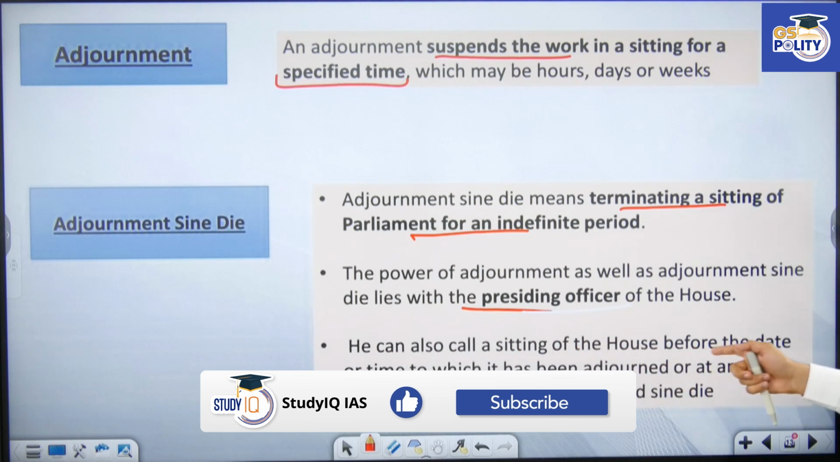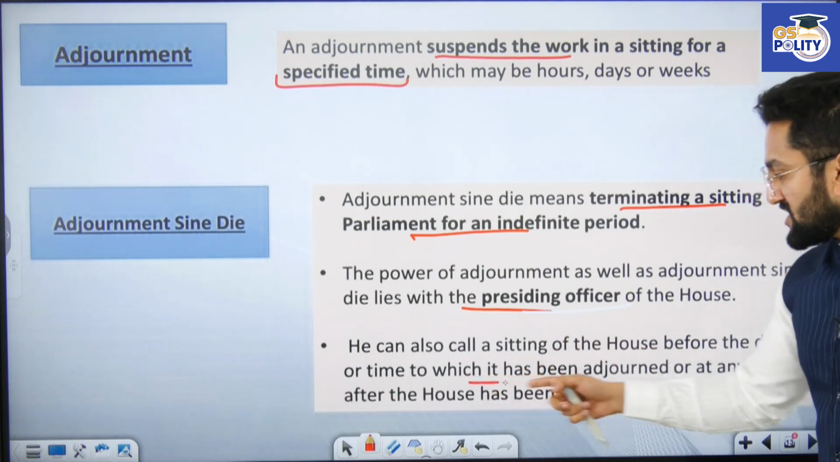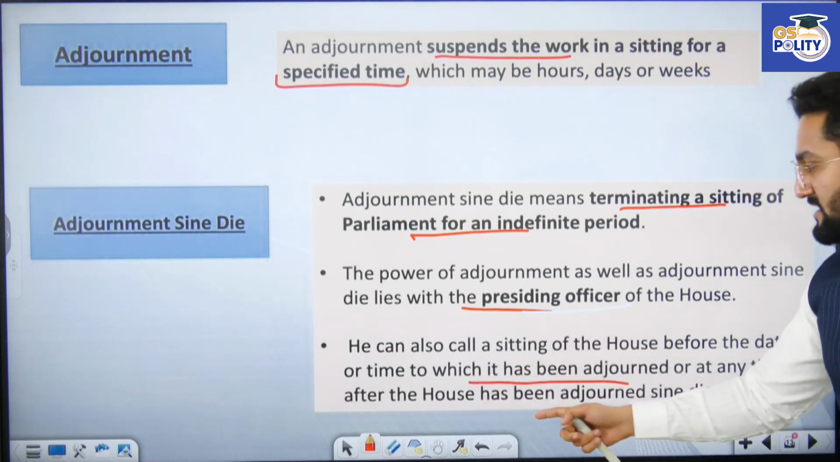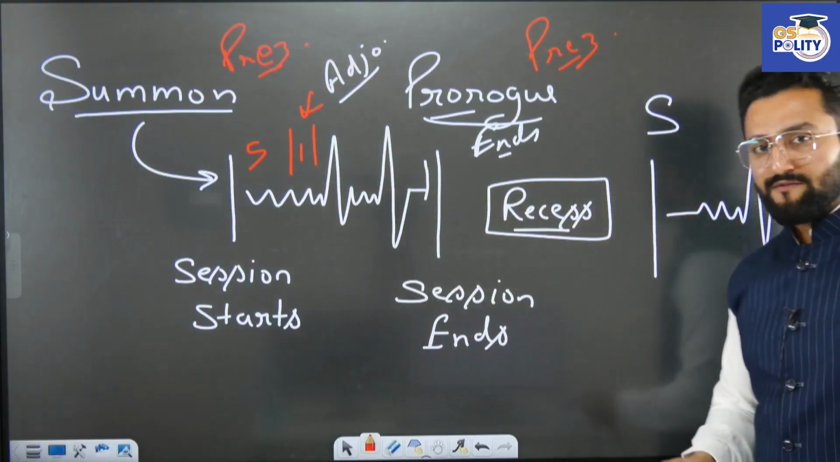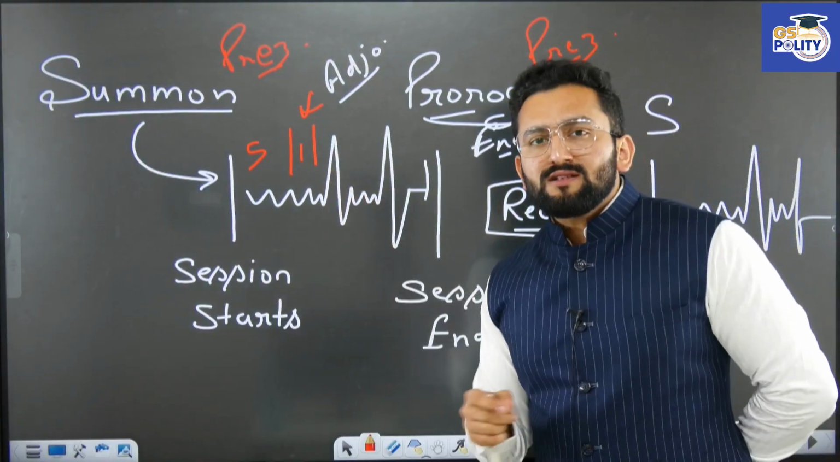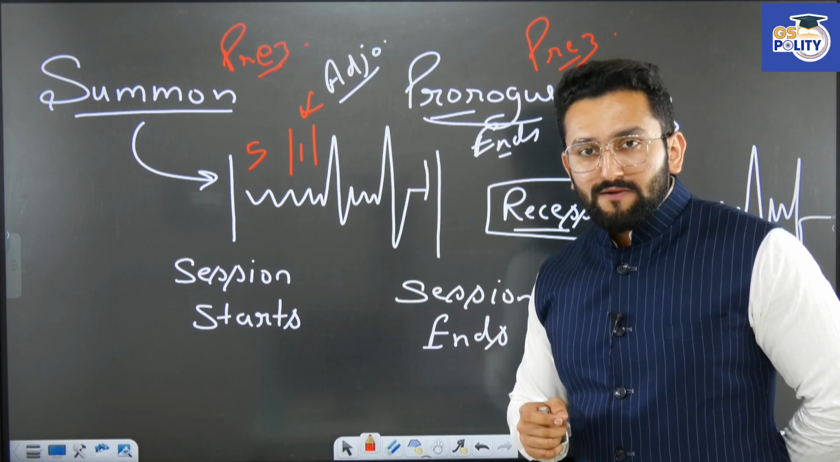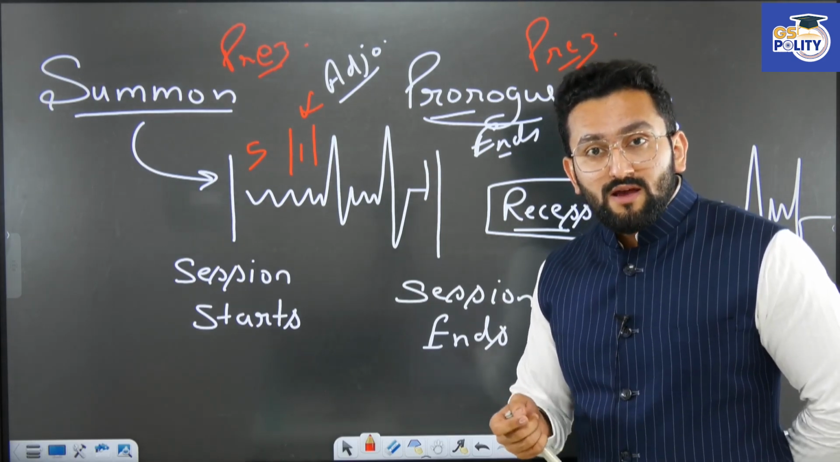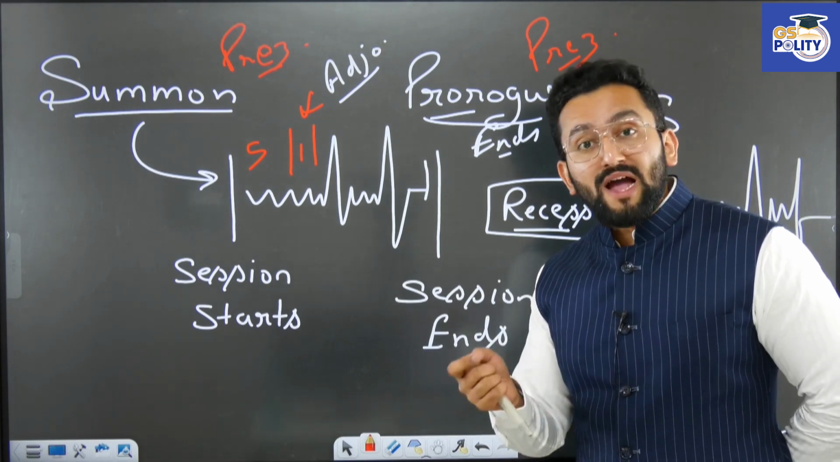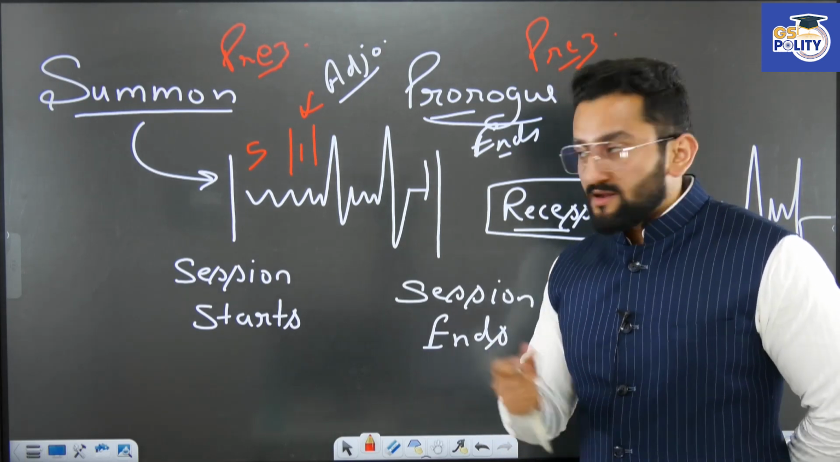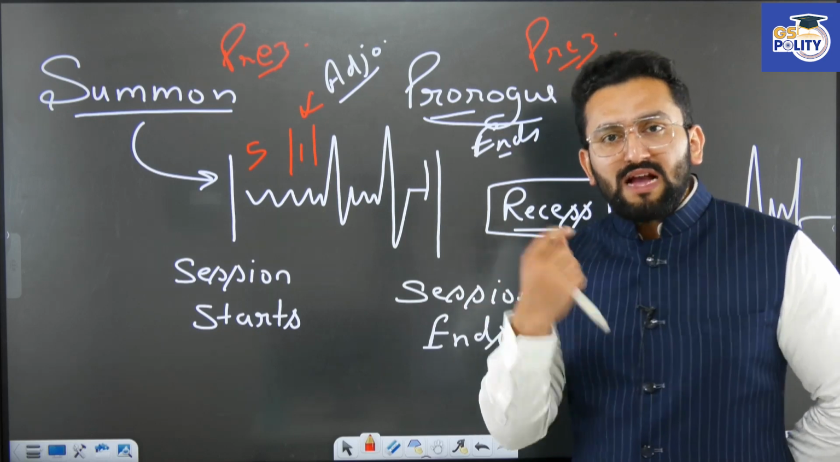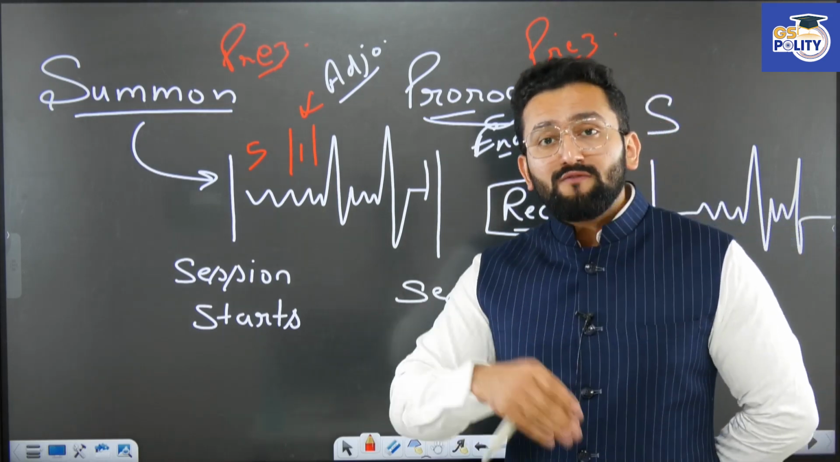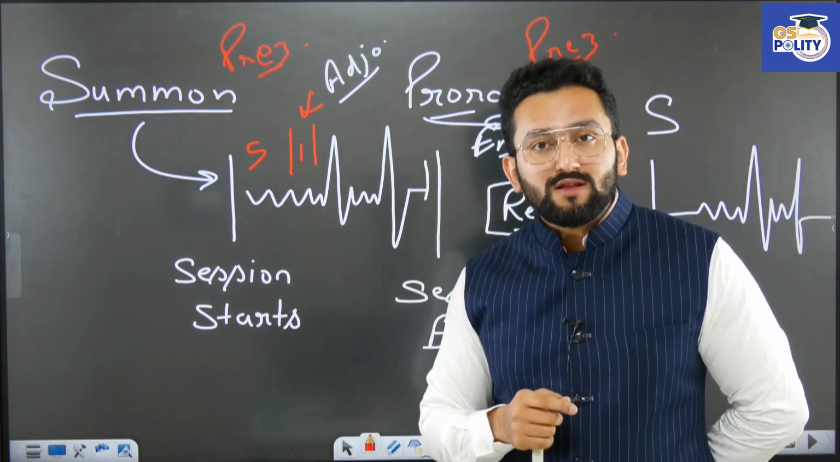He can also call a sitting of the House before the date or the time to which it has been adjourned, or at any time if the House had been adjourned sine die. For example, you have adjourned the House for 1 day, right? But now the Speaker found that there are some emergent circumstances and I have to call the House back within 2 hours. Then the Speaker can say, I am cancelling the adjournment, and you have to come again after 2 hours.